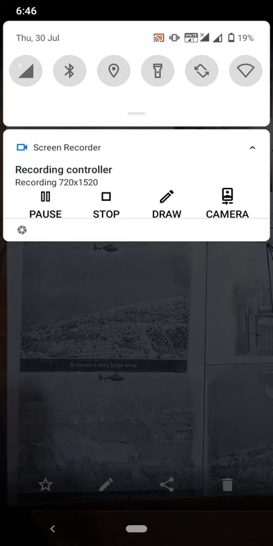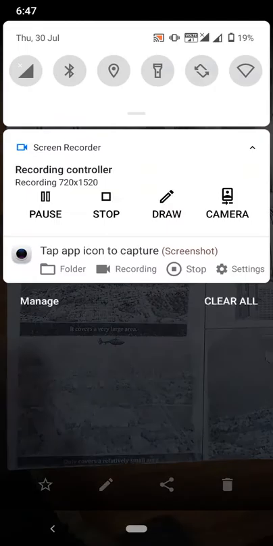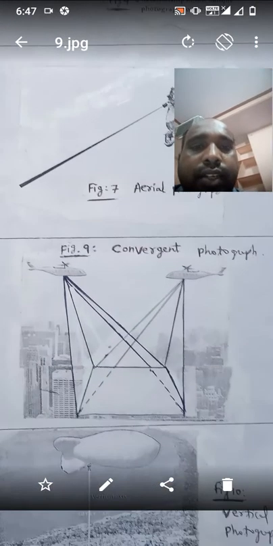So in oblique we are seeing that high oblique covers a very large area, and low oblique covers only a small area. Next, in convergent we will see here.